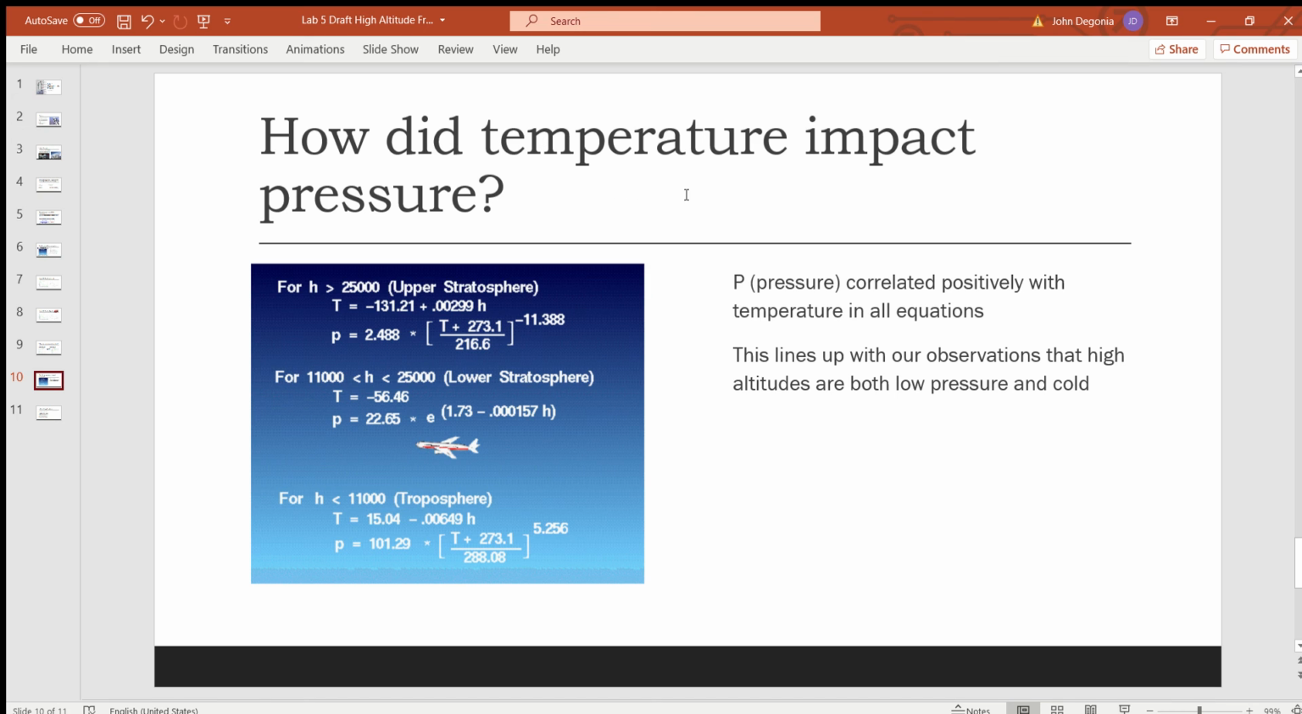How did temperature impact pressure? Well, you can see over here in the equations that temperature and pressure are positively correlated. And this lines up with observations that, of course, high altitudes are both cold and low pressure. Like if you're hiking up Mount Everest, you're going to need a winter coat, but you're also going to need oxygen because as you get higher and higher, the air is less dense.